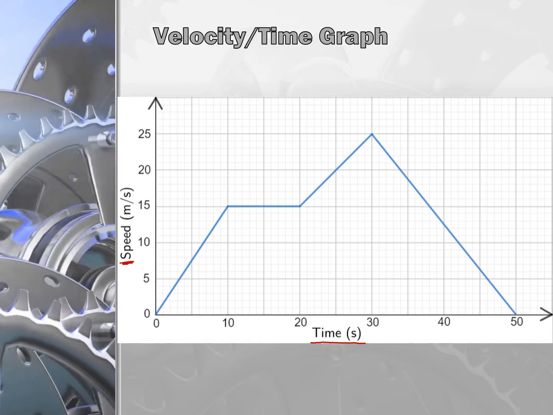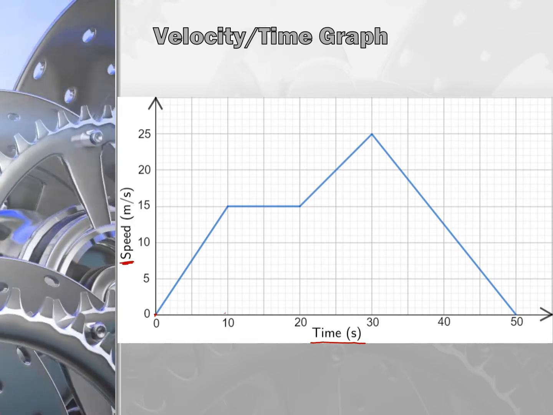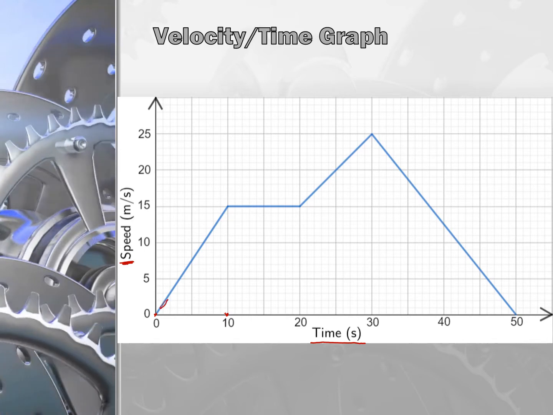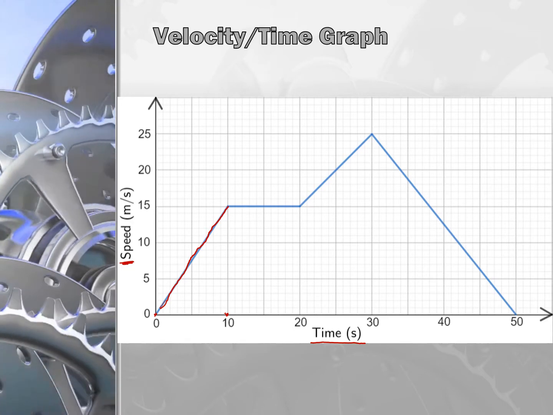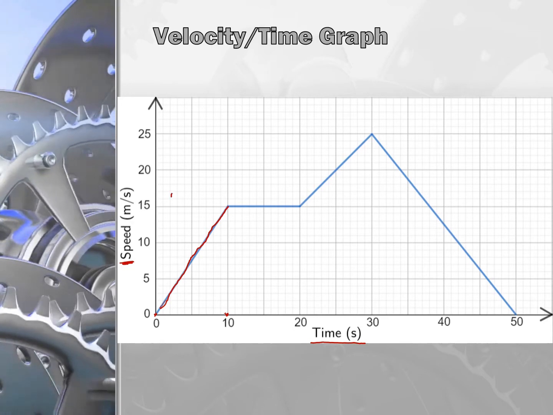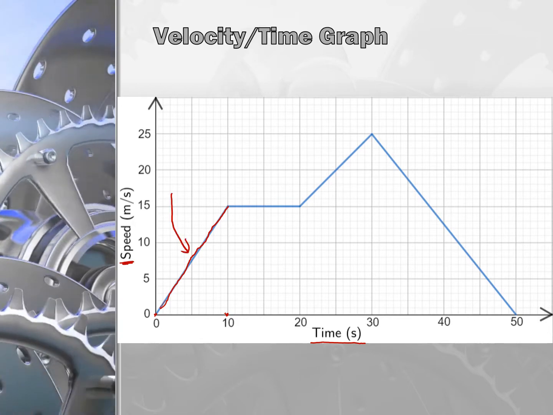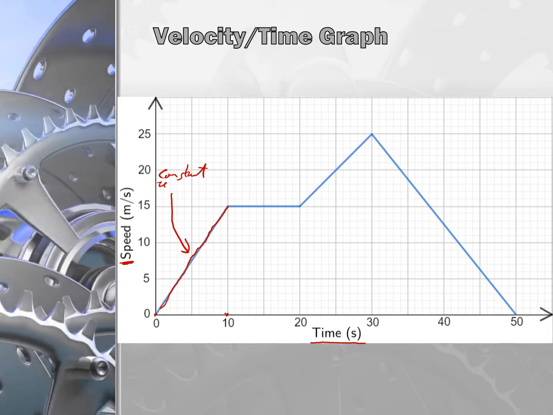So, as before, we can actually interpret this graph. For example, in this little section from 0 to 10 here, this line, we can see that the speed is increasing. And because it's in a straight line, that tells us it's increasing constantly. So this little section here is constant acceleration.